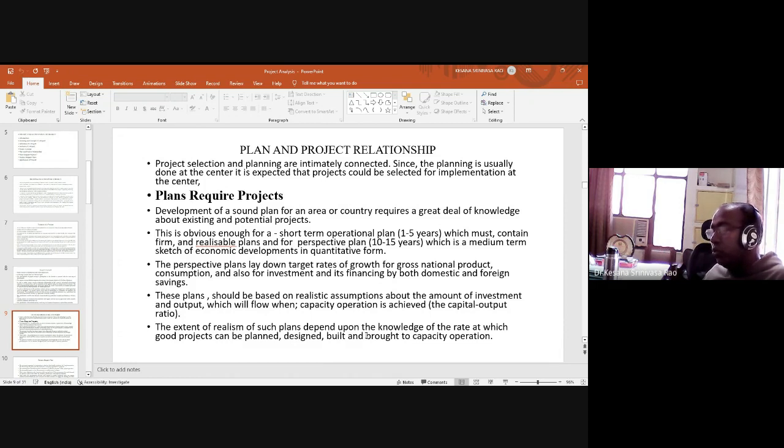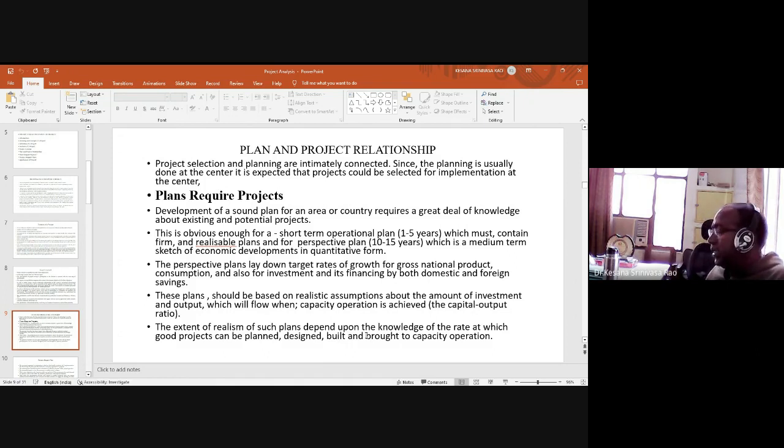So you have to go to the company or the agency. You have to apply with your details and submit your dissertation, and then you will get something out of it. Then plans require projects. Okay, that's what we have to see. Plans are always there, but they can be bifurcated into different types of projects. Then only that plan will become successful.